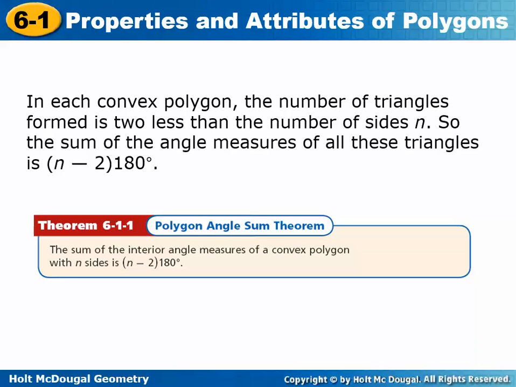All right, in each convex polygon, the number of triangles formed is 2 less than the number of sides, n. This is kind of giving you the answer for the investigation. So there's this polygon angle sum theorem, which you will develop in your journal.